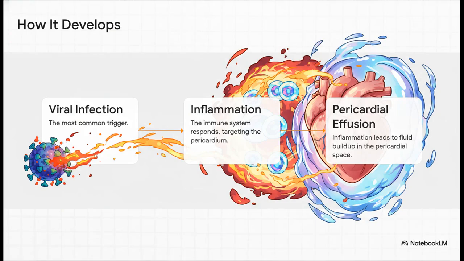The pathway is usually pretty straightforward. It often kicks off with some kind of trigger, and the most common one by far is a viral infection, like Coxsackie virus. Your immune system, of course, rushes in to fight it off, but in the process, it causes all this inflammation right on the pericardium itself. And as a result of that inflammation, you can get fluid leaking into that potential space, which leads to a pericardial effusion. It's just a simple, logical cascade of events.